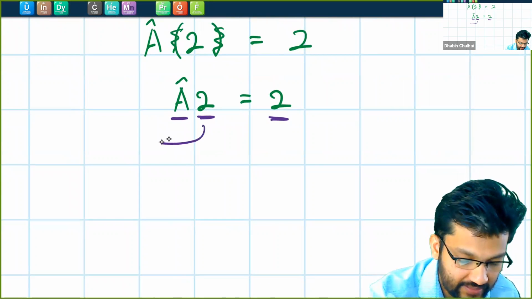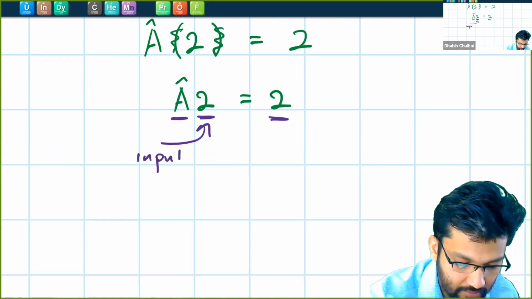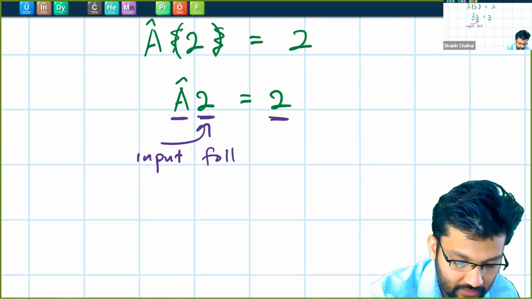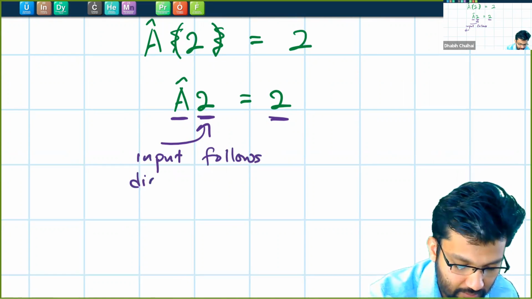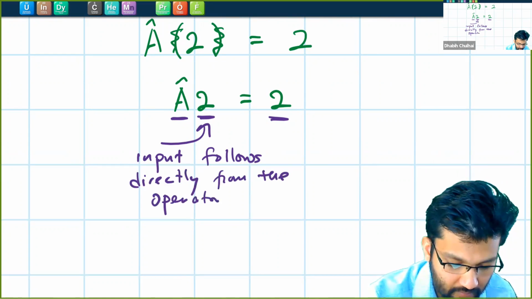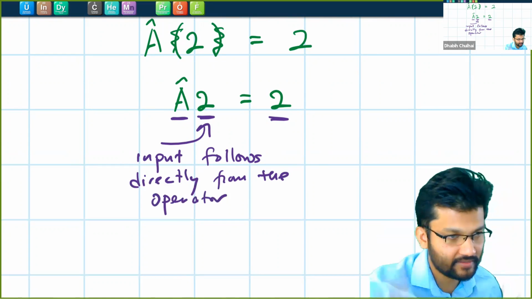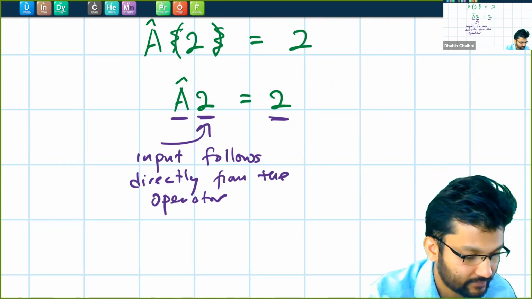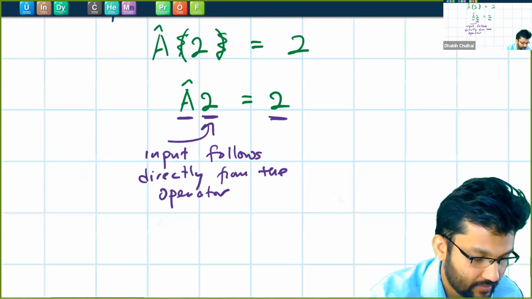You assume that the input follows directly from the operator, right? So you write the operator first, then the input. All right.